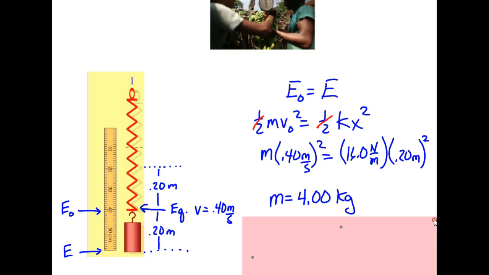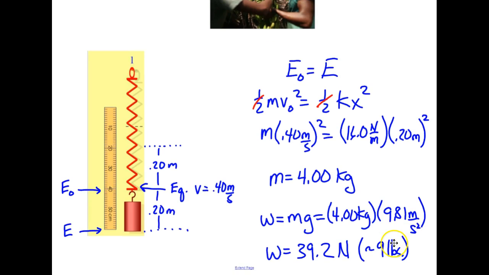And then to get the weight of the bananas, we simply do a quick little W equals mg calculation, and we get 39.2 newtons, which if you divide by 4.448 newtons per pound, gives us about 9 pounds, just so we relatively know how much that is. Makes sense. Okay? If you have any questions on this problem, make sure you ask in class.